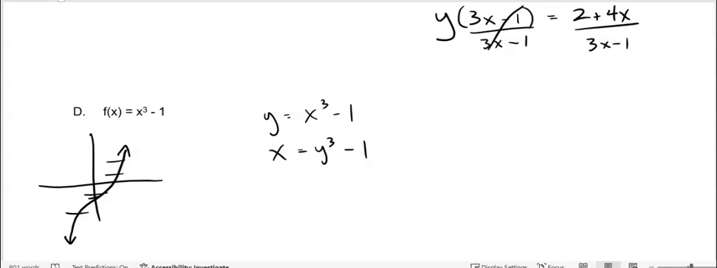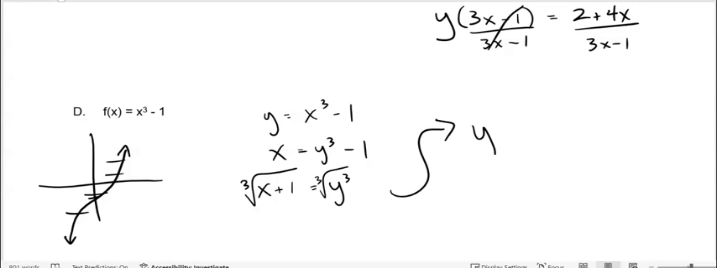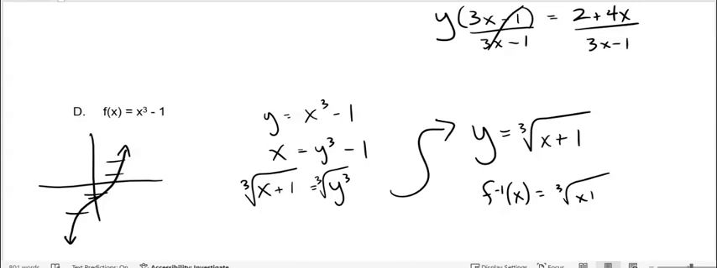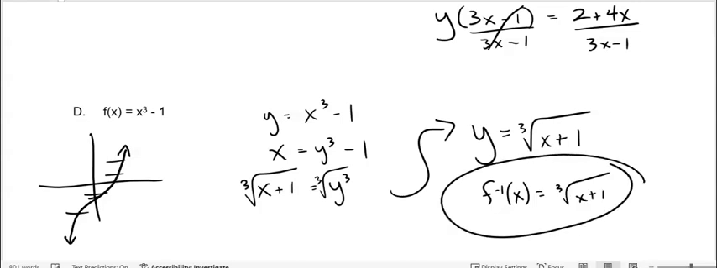Switch the domain and range. Add 1 to both sides. And then I take the cube root of both sides in order to solve for y. And that leaves me with y equals the cube root of x plus 1. And then I just use my nice inverse notation. And that should kind of make sense. I mean, it's harder to see with example C, but if this function cubes a number and subtracts 1, then to undo that, what would I do? I would add 1 and then cube root it.